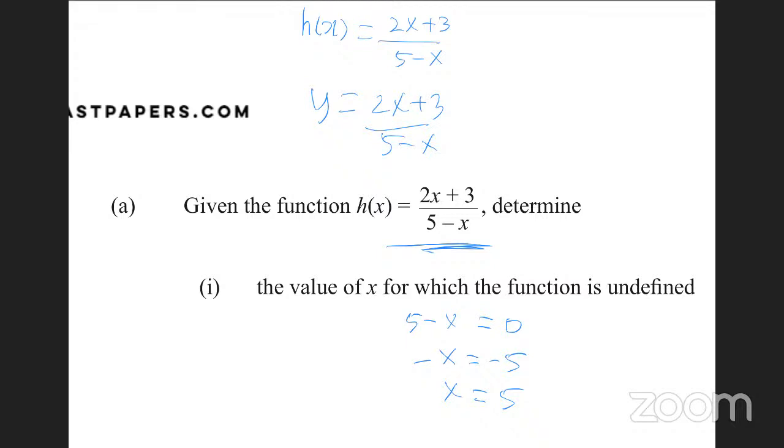Right, follow the steps. Let y equal to interchange x and y and solve for y. Interchange x and y and solve for y. Get it right in words.